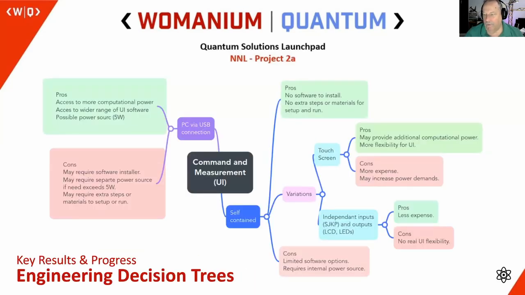Here's another decision tree. This was to understand how we would implement the command and control of the device, whether it would be completely self-contained or whether it would be connected to like a laptop, or even maybe sometime in the future could be connected to a smartphone. So you can see on the left here, there was a pretty simple choice of choosing a PC via USB connector. And on the right, you can see all the things that would have to go on if the device was self-contained.